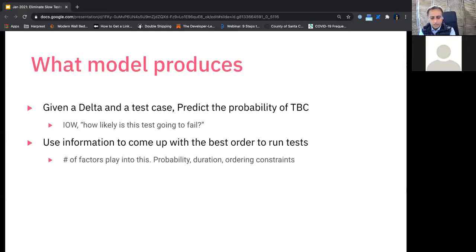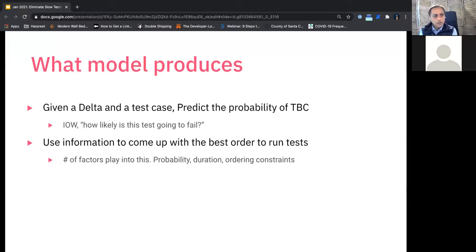Some of the other factors might be duration. If two tests have the same probability of failure, and one takes 2 minutes while the other takes 2 hours, it's better to run the 2-minute test first so that the signal comes to the developer earlier. Or the model starts learning about ordering constraints. Some tests require others to be run first, so don't change the order. Those are the kinds of things that the model learns about.